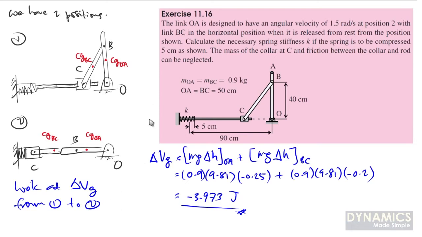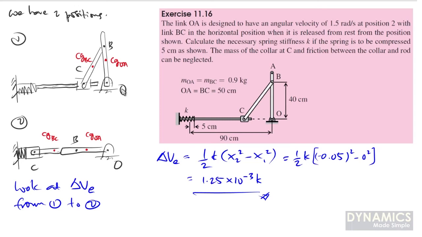So this one for me is pretty straightforward for delta Vg. You just need to know the CG location and the change of height for the CG location. That's it. Once you know that, you can calculate delta Vg straight away. And bear in mind, if the CG location is getting higher, delta H will be positive. If it is getting lower, delta H will be negative.